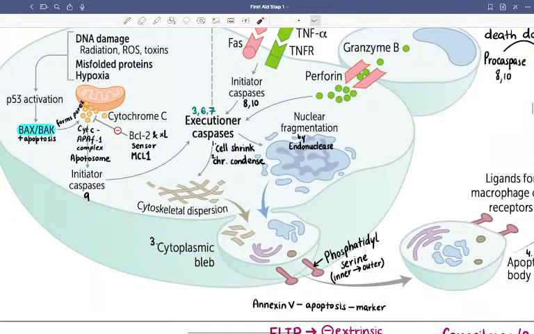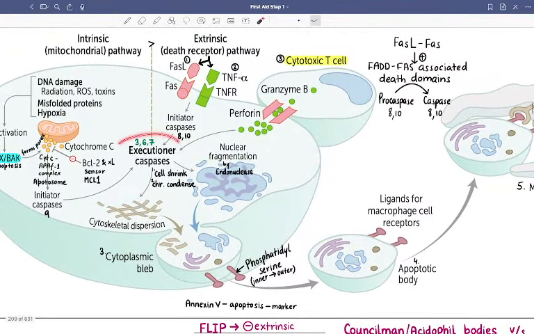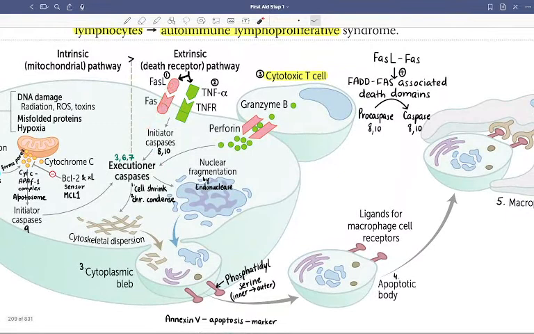Cytochrome C, APAF complex, apoptosome, initiator caspases. The initiator caspases are 8, 9, 10, and the execution caspases are 3, 6, 7. Fas ligand, CD95, TNF alpha activate initiator 8 and 10. So this is 9. And where's the 8 and 10? 8, 10, and 3, 6, 7, 8, 9, 10.